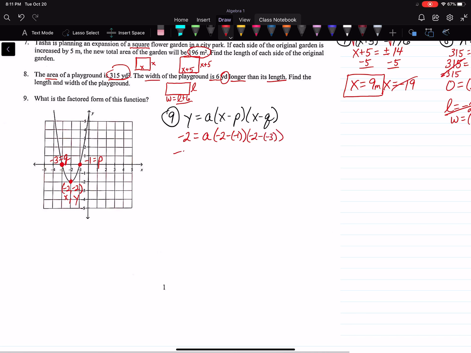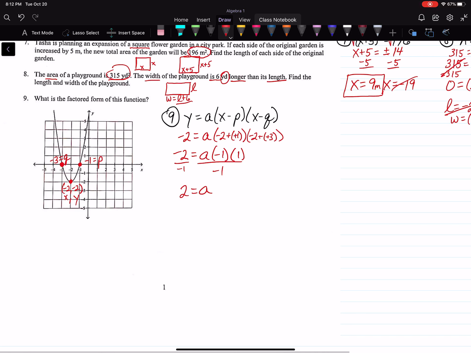I put all that in and calculate it here. Two negatives make a positive. So negative 2 plus 1 is negative 1. Here, two negatives make a positive again. Negative 2 plus 3 is positive 1. So that would be negative 1 times 1 is negative 1. Divide both sides by negative 1. And we get A is 2.